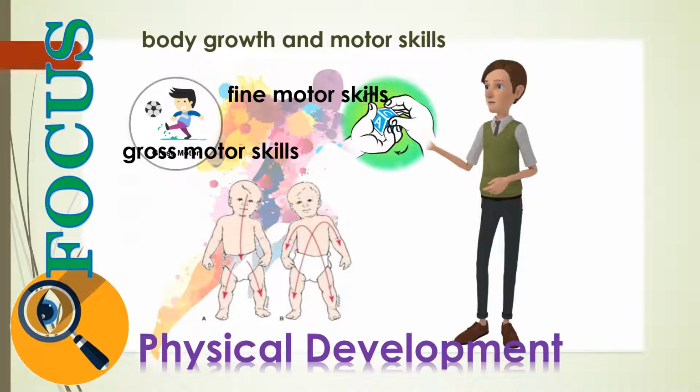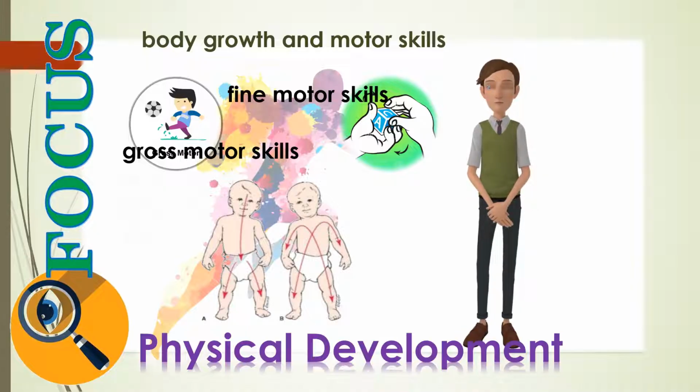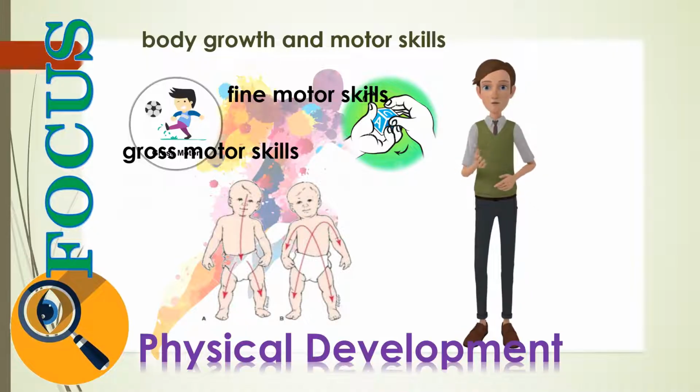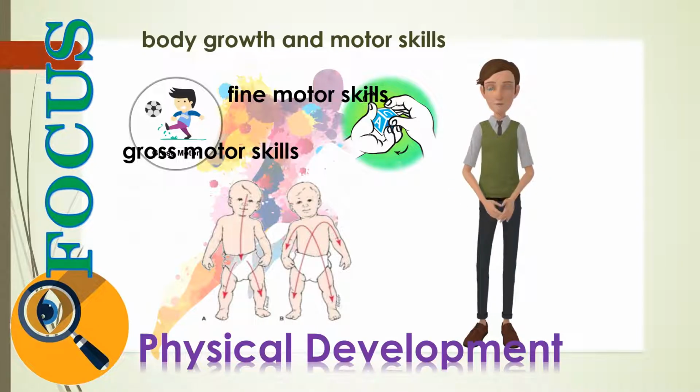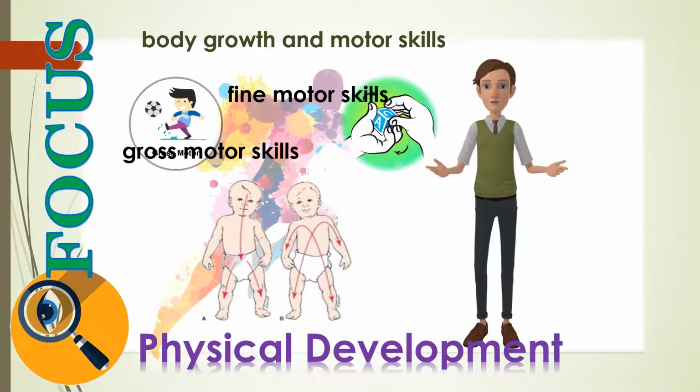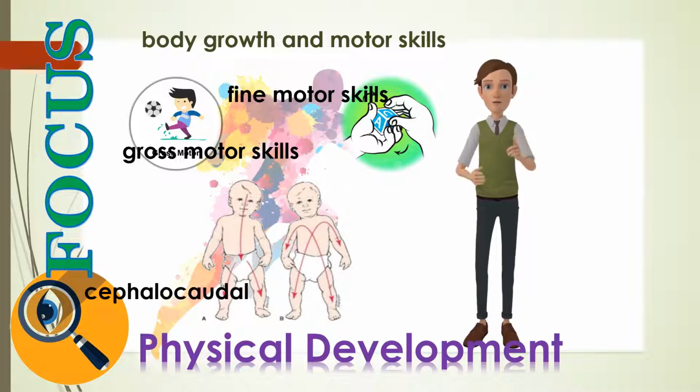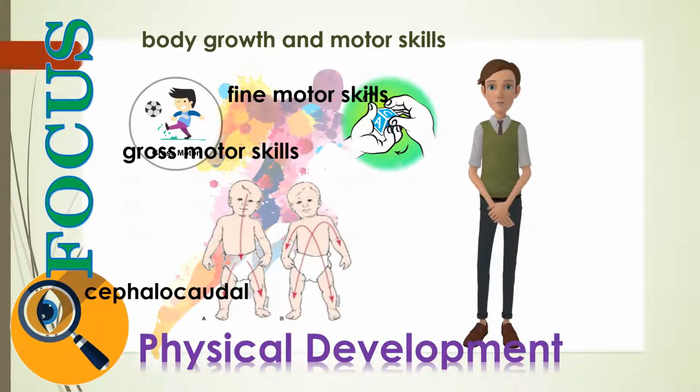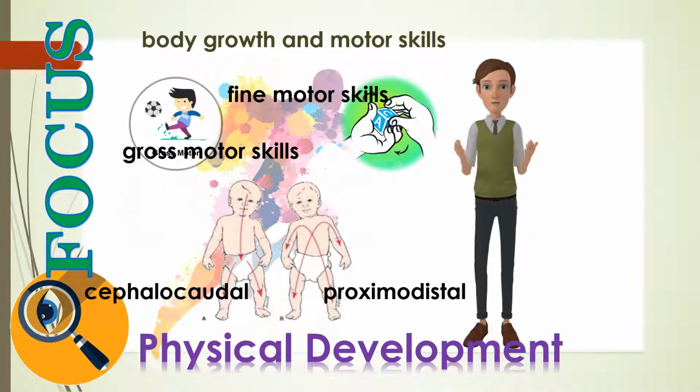Each new motor skill that is developed is the result of an earlier skill and a contributor to new skills, such that physical growth follows patterns, namely cephalocaudal and proximodistal. Cephalocaudal development refers to growth and development that occurs from the top down, while proximodistal development starts from the core of the body then outward.